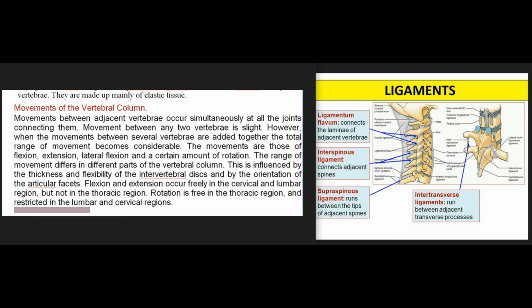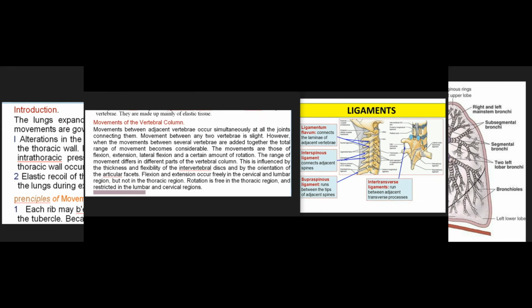This is influenced by the thickness and flexibility of the intervertebral discs and by the orientation of the articular facets. Flexion and extension occur freely in the cervical and lumbar region, but not in the thoracic region. Rotation is free in the thoracic region, and restricted in the lumbar and cervical regions.